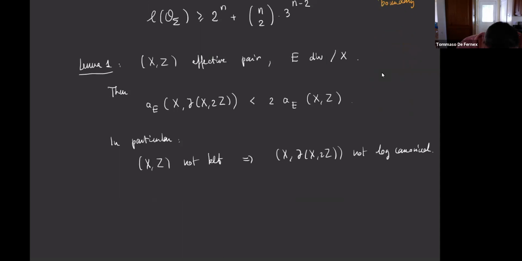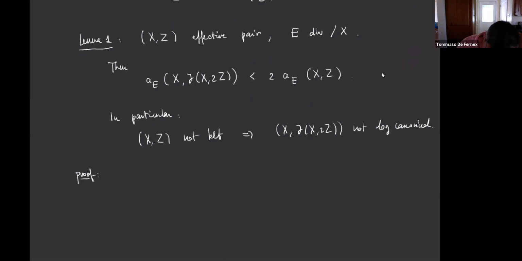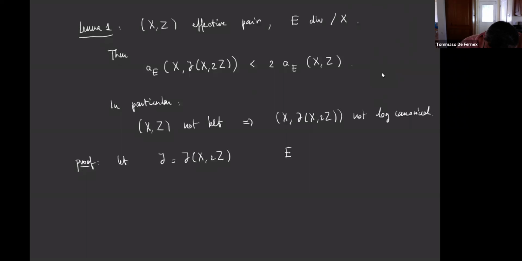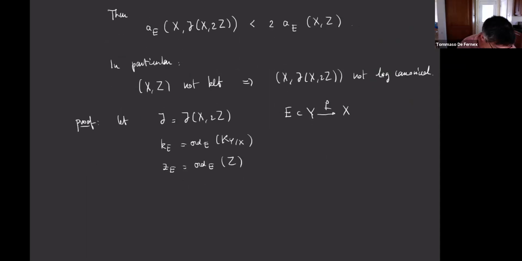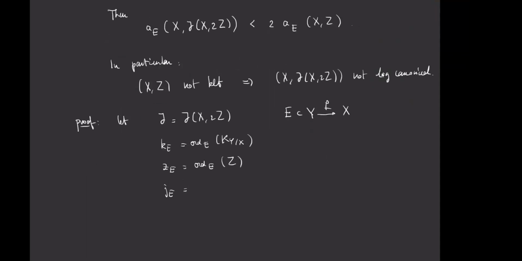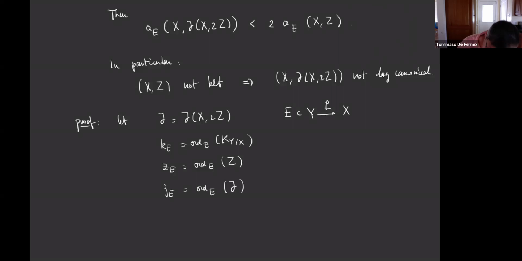Okay, so this is just an easy computation on discrepancies. Let me put some notation. Let me just call J this multiplier ideal. Suppose that E is a divisor on some log resolution. I denote by KE the coefficient in E of the relative canonical divisor. I denote by ZE the coefficient of E of the pullback of Z, so the evaluation of Z. And I call JE the coefficient on E of the pullback of this ideal J.